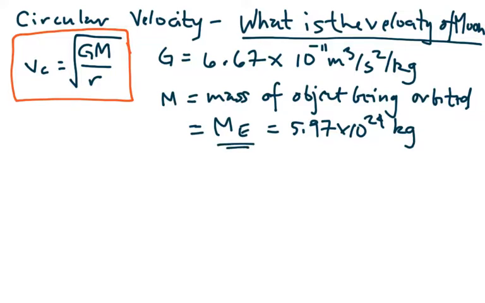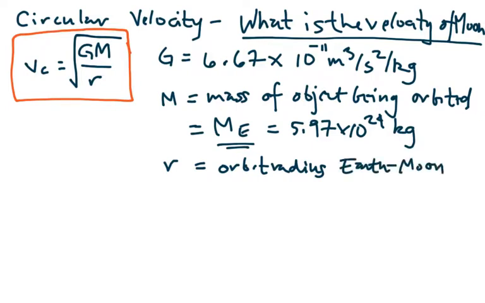So next, there's the radius that we need to know, and in this case it's not the radius of the object, it's the orbit radius. Okay, so that's the Earth-Moon distance. And in this case, it's 3.84 times 10 to the 8 meters.